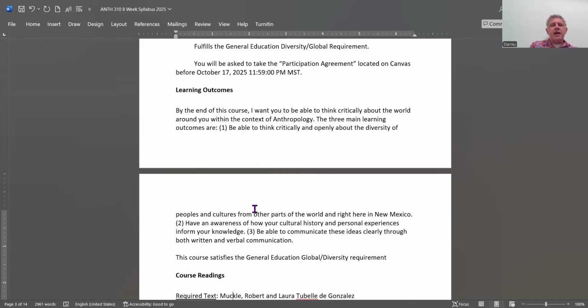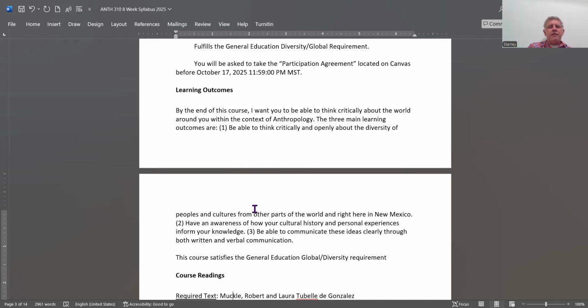So the first thing that you're going to have to do in this course is read through the syllabus that we're going through today. It can be found on the Canvas module. And then you're going to take the participation agreement before October 17th. That way you can be officially registered in this class.